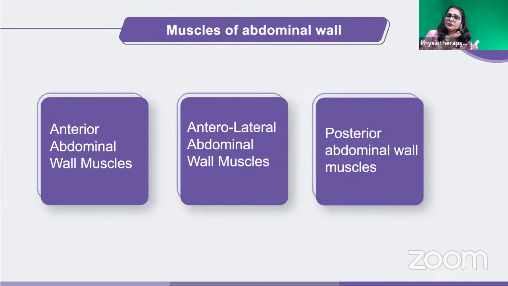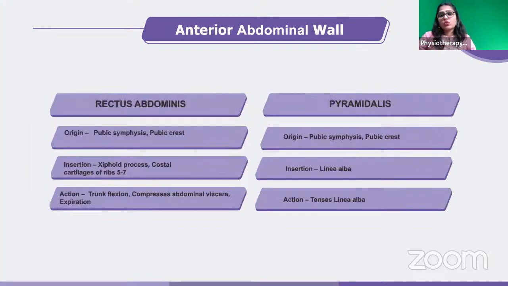So your abdominal wall muscles are divided into three parts. Hope this is clear for you guys. So we are going to discuss the anterior abdominal muscles, anterolateral abdominal muscles, and posterior abdominal muscles. Guys, please make sure you write it in the same sequence in which I am showing you now. So starting with the anterior abdominal muscles, the first one is rectus abdominis.